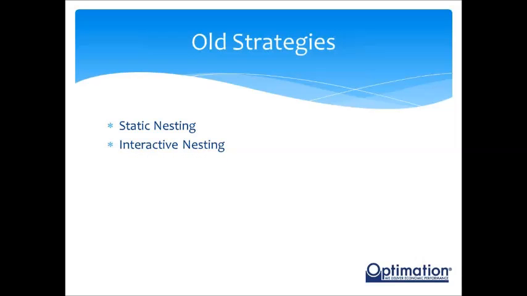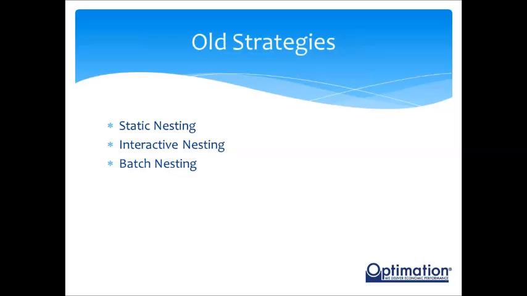People have moved to interactive nesting. There's a lot of interactive nesting going on, especially in other products besides Optimation. The problem with interactive nesting is that it's very difficult to keep up with machines in a short time frame. And when the time gets short, a lot of opportunities are missed in terms of getting the right parts at the right place and getting the efficiencies and so on.